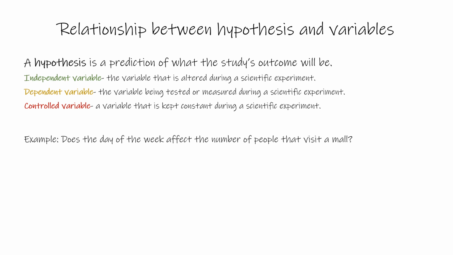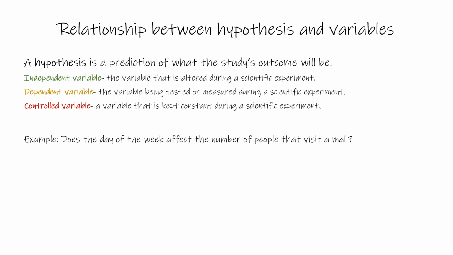So let's look at how hypotheses and variables relate to each other. Remember that a hypothesis is a prediction of what the study's outcome will be. So let's look at an example. Does the day of the week affect the number of people that visit a mall? So what I would like you to do is pause this video once again and formulate a hypothesis. Formulate the prediction of what you think the study's outcome will be. And then identify the independent, dependent, and control variables.